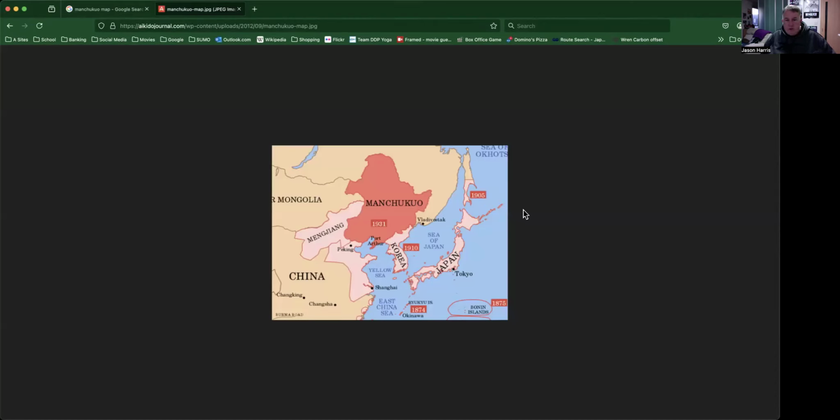So again, Korea is a part of the Japanese Empire, and Manchukuo, so it's northern China, and that's important to remember when we're talking about this area.